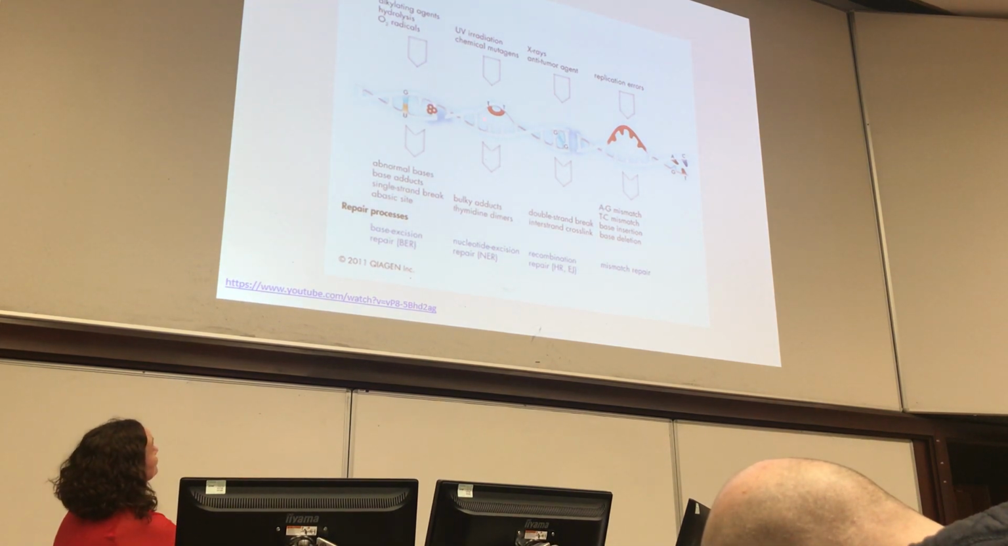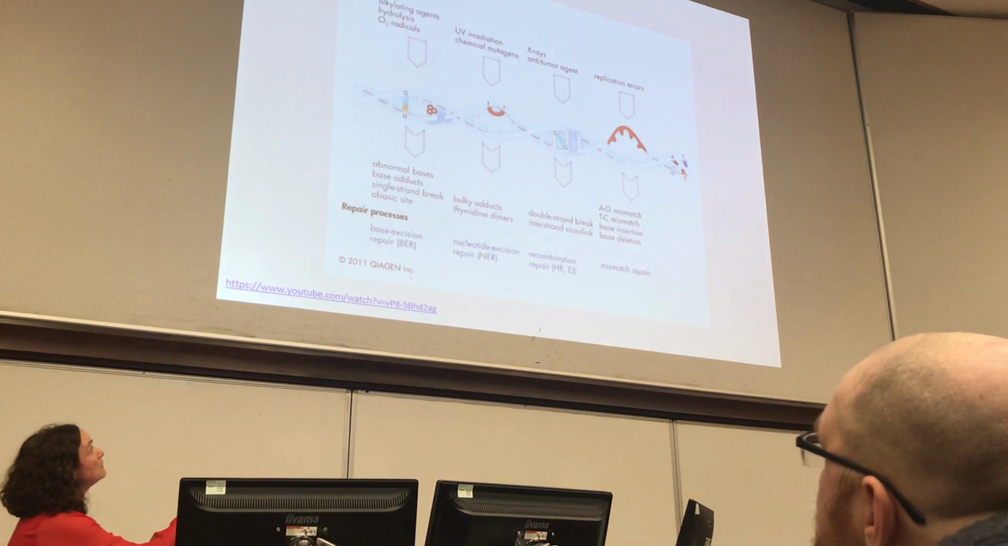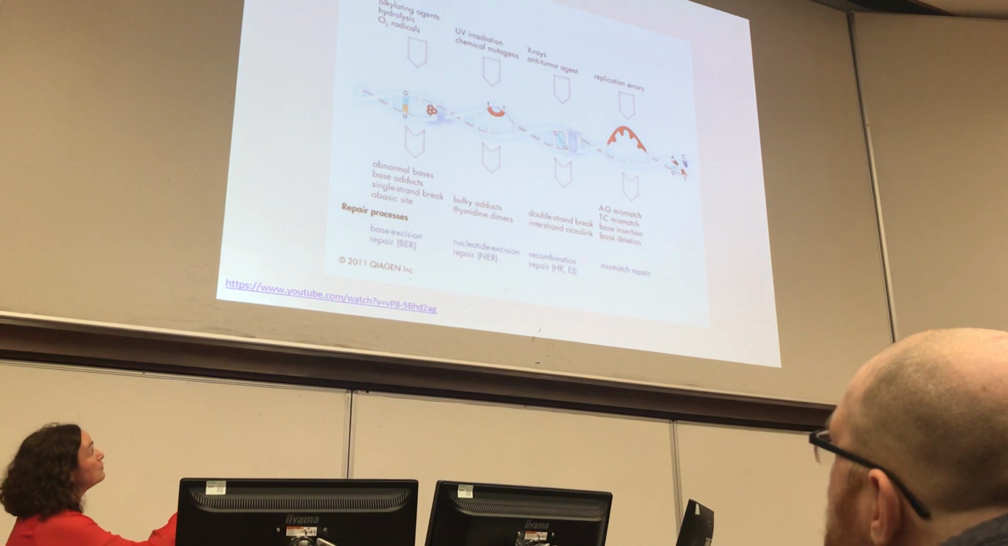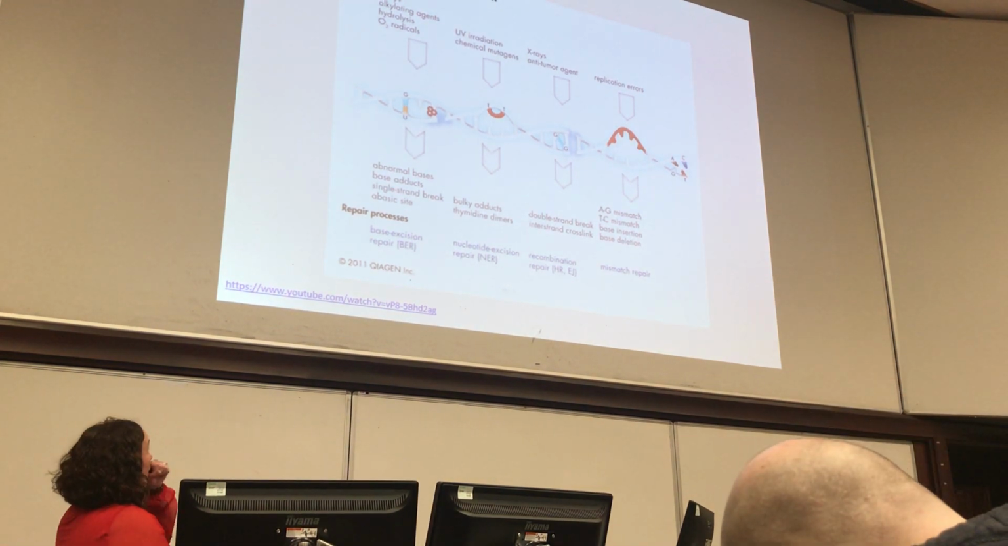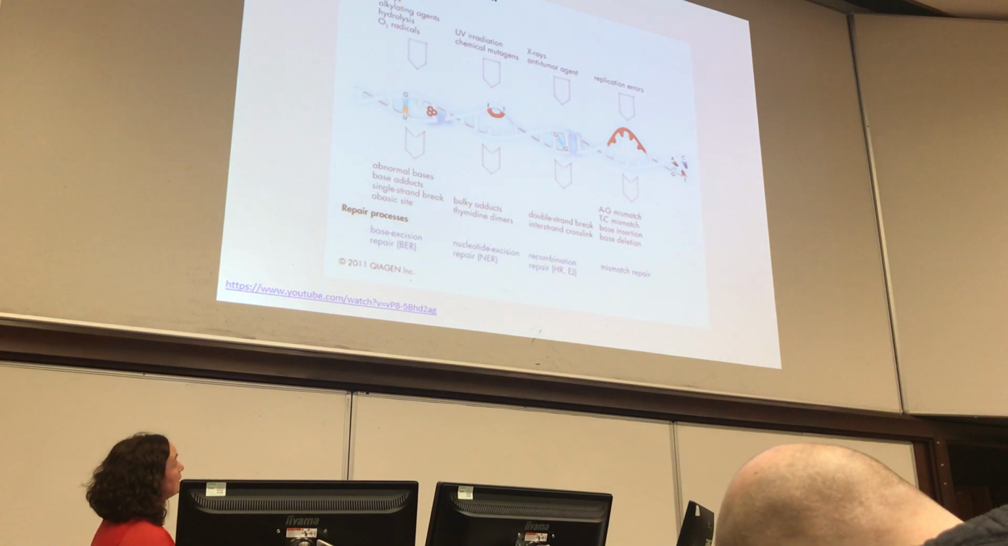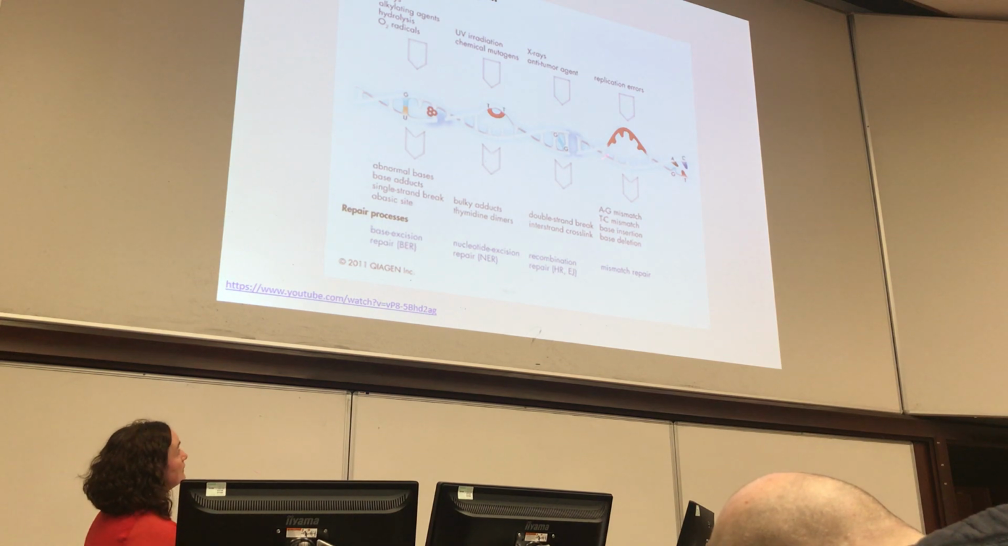UV damage can cause thymine dimers. So instead of thymine binding to adenine, they will bind to each other, forming distortions in the DNA helix, which are repaired by nucleotide excision repair. Then we've got double-strand breaks, and then we've obviously got mismatches as well.